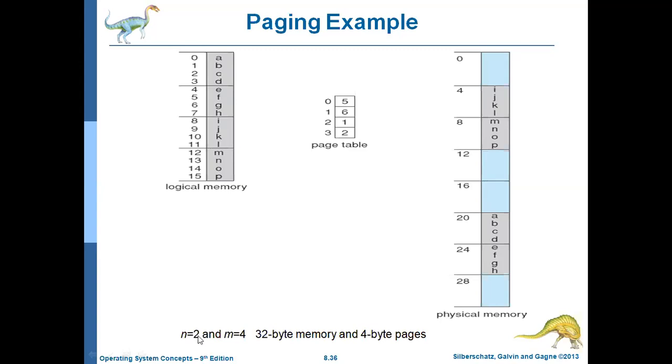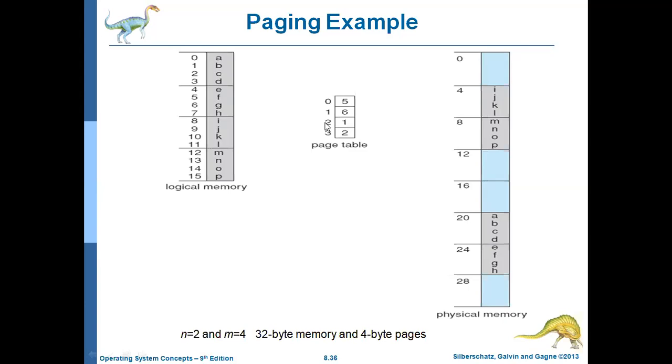Here n is equal to 2, m is equal to 4. It is a 32 byte memory now. When I say 32 byte memory, that is your physical address. I am considering every respective frame to be of a size of 4 bytes. So ultimately you can see here I am considering from 0 to 28, which means it's a 32 byte memory. Page 0 is allocated with 5 here.